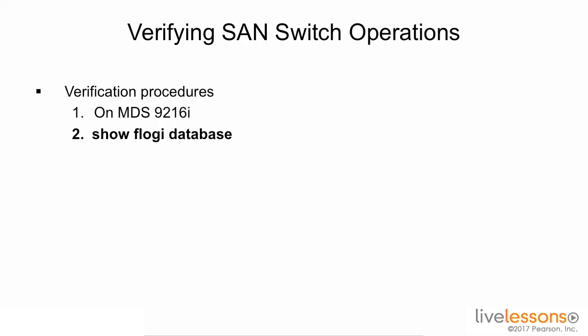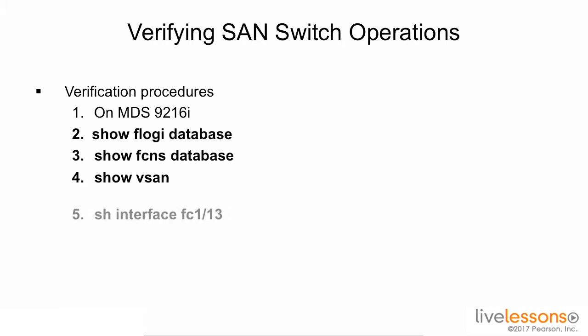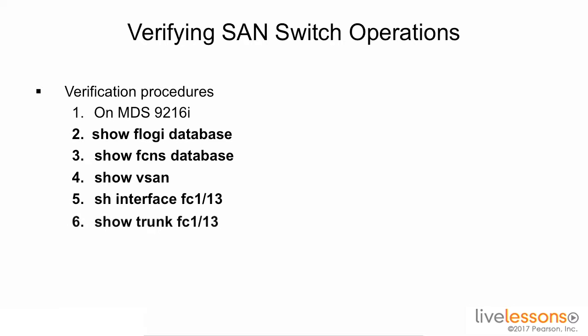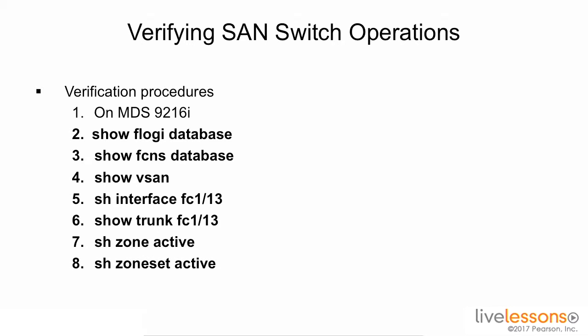The first thing we want to take a look at is our show FLOGI database. We're then going to take a look at our FCNS database. We're going to take a look at our VSANs, our individual interfaces, the interfaces that are running in trunking mode, as well as which zones and zone sets are active in our configuration, and then finally the different information that we can see in our running configuration. So let's go take a look at the switch.